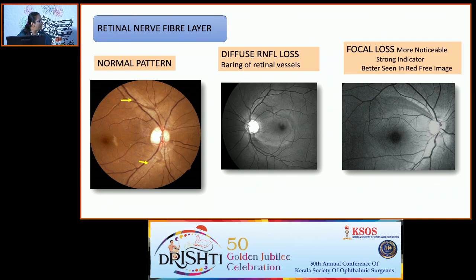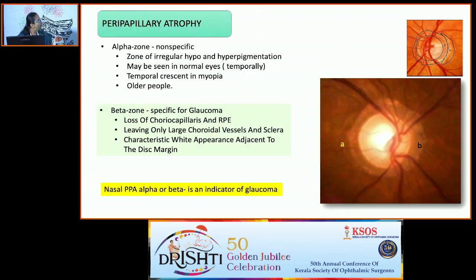Now, retinal nerve fiber layer, you have striations. You can see the normal pattern on this side. And sometimes it can be diffuse RNFL loss, where you see the vessels are a little bared. It's well seen in a red-free filter. And you can see focal loss, as in wedge NFLD, in the second picture, where there is a focal loss. Now, peripapillary atrophy is very important. You can see the alpha zone.